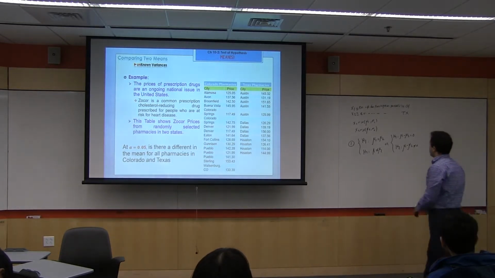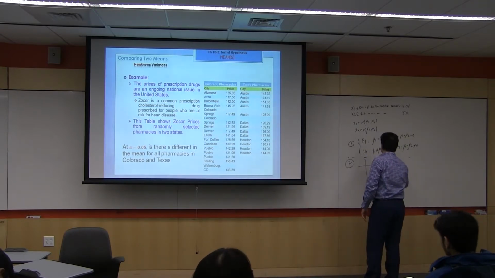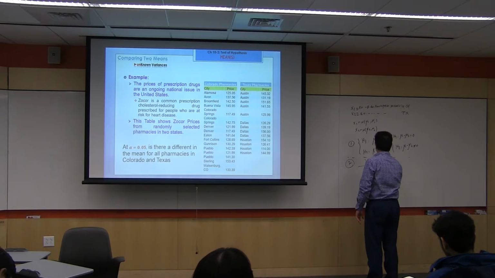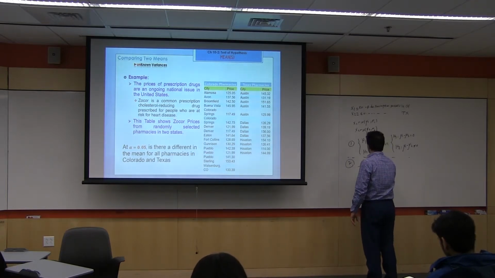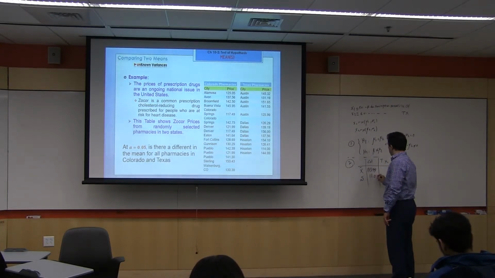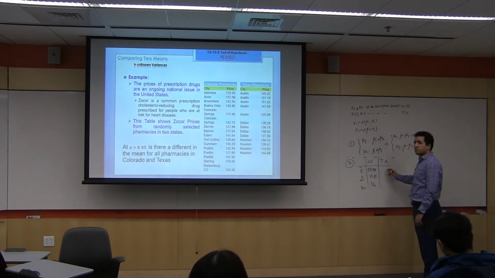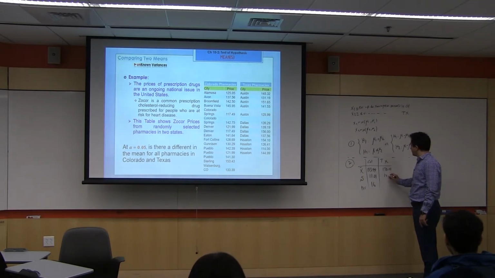So, from this side, I need your statistics. Colorado, Texas. Colorado's mean is 133.99. And S? 11.01. N? 16. Texas? X bar 138.01. S? 12.66. N? 13.